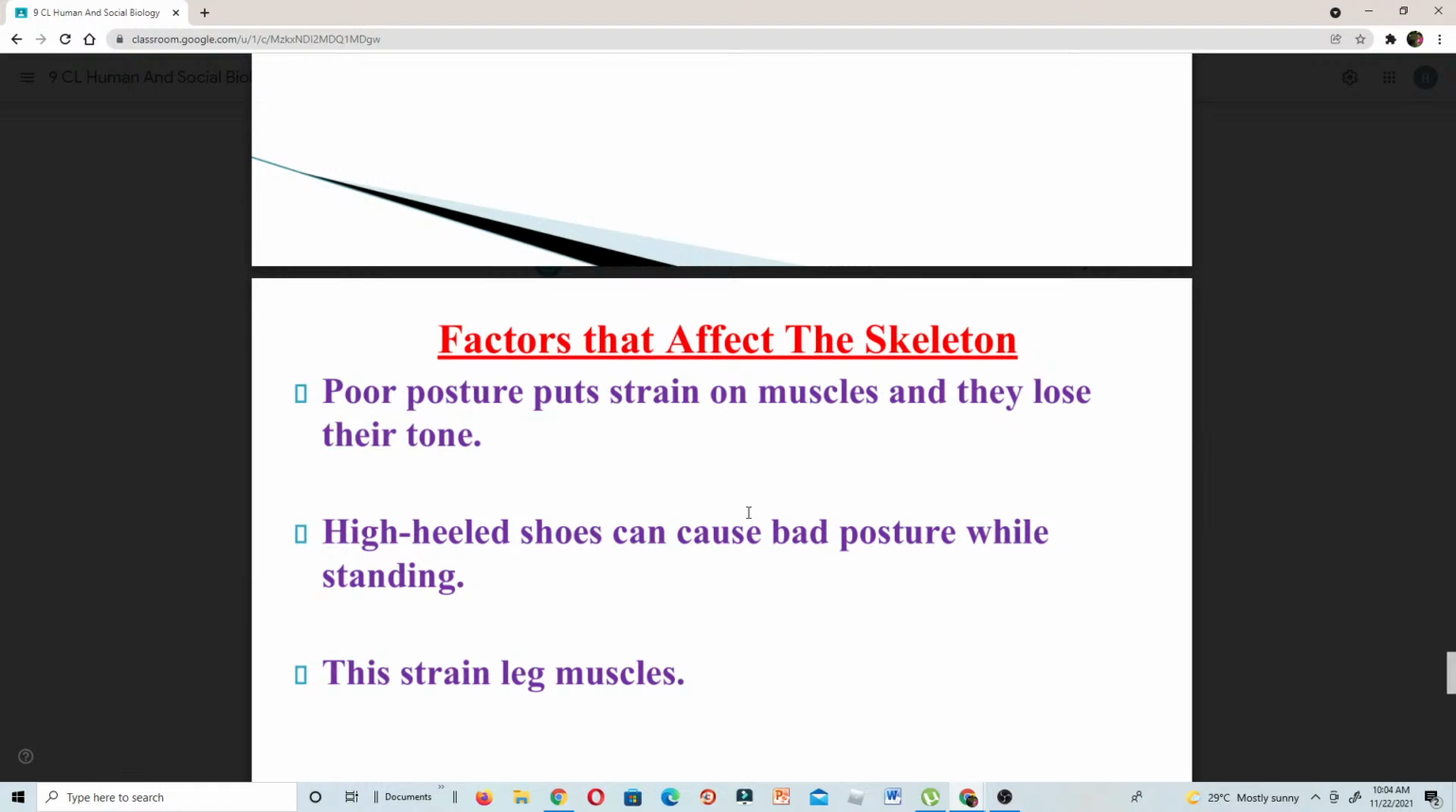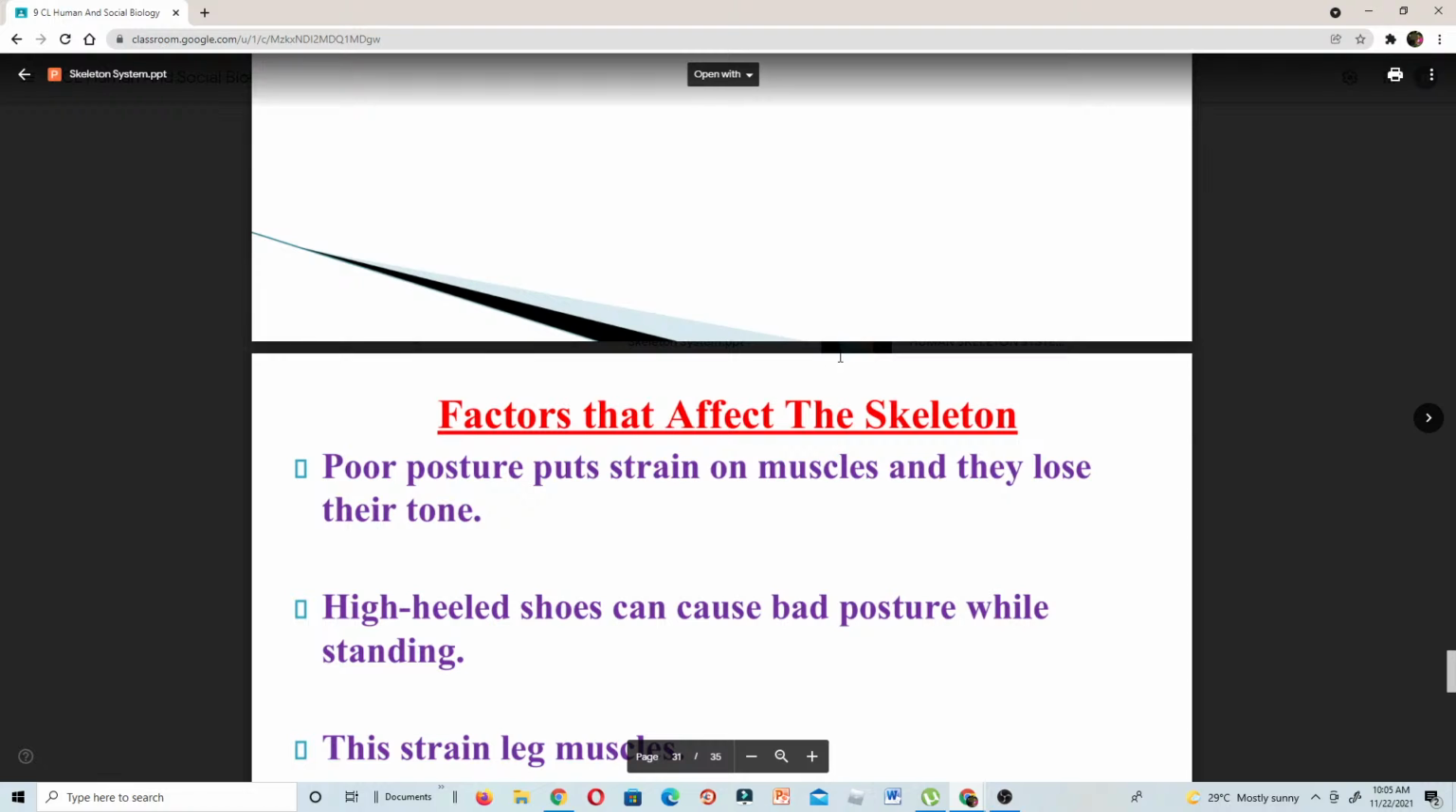So, factors that affect the skeleton. We're going to look at some different things that human beings do or don't do that will affect their skeletal system. So the first one is poor posture. Now, if you exercise or do poor posture, then you will cause muscular strain, so strain on the muscles, and they lose their tone. Tone means in terms of the strength.